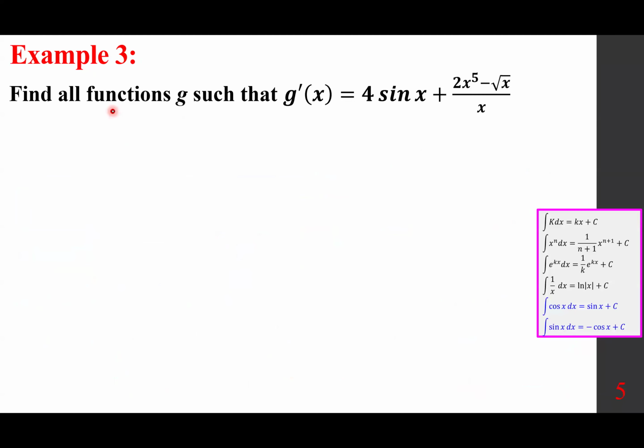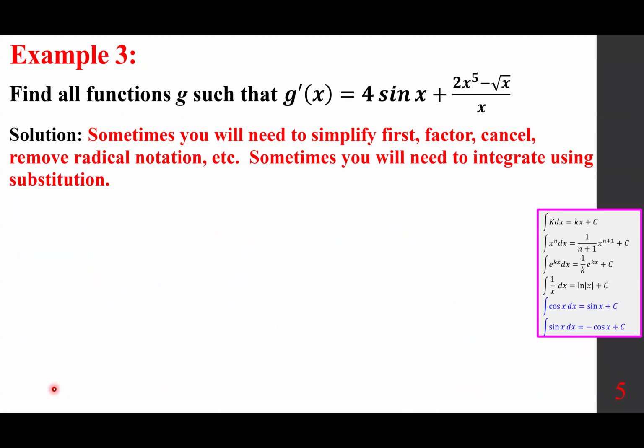Find all functions g such that g prime is 4 sine x plus 2x to the power of 5 over x minus square root of x over x. So what is the process? Solution. Sometimes you will need to simplify first. Factor, cancel, remove radical notation, etc.